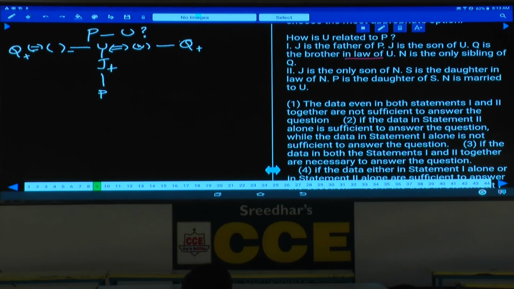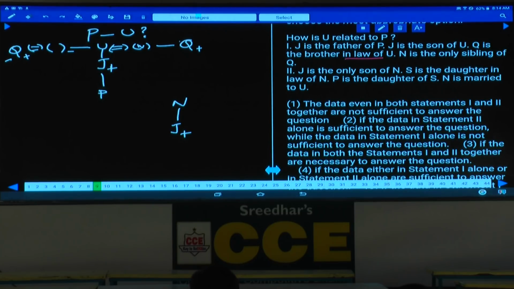N is the only sibling, so N can be here or N can be somewhere here. Again, in the entire information there is no information regarding the gender of this U, hence 1 alone is not sufficient. Then coming to the next one, J is the only son of N. Now J is the only son of N doesn't mean that J is the only child. Son is only one; daughters could be any number.